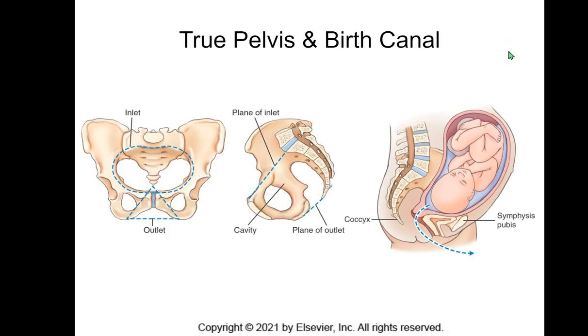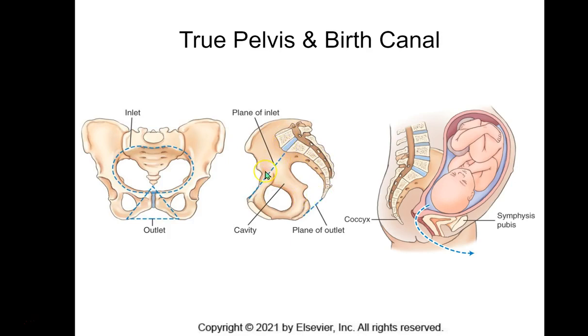So let's talk a little bit more about this true pelvis. The oblique plane that we talked about in the previous slide that aligns with the pelvic brim, this line right here, is also called the inlet. Remember, the plane of the inlet extends from the pubic symphysis anteriorly to the sacrum posteriorly. So this is the fifth lumbar vertebra. This is the top of the sacrum. And then, of course, you have the coccyx here.